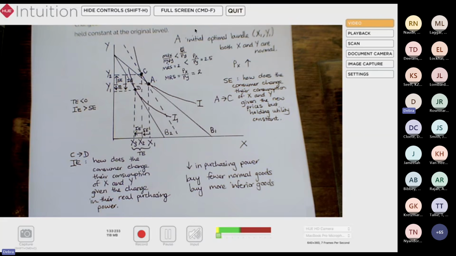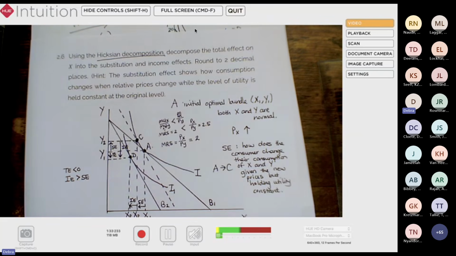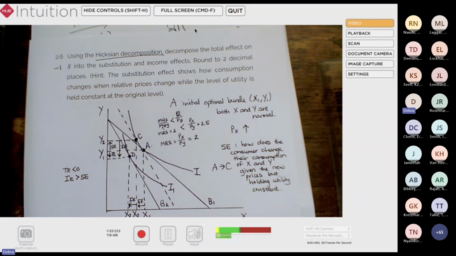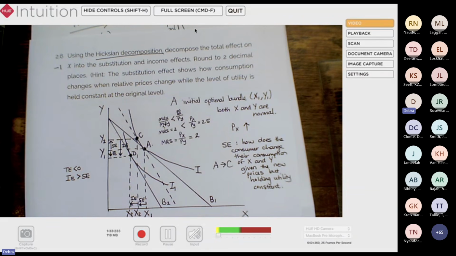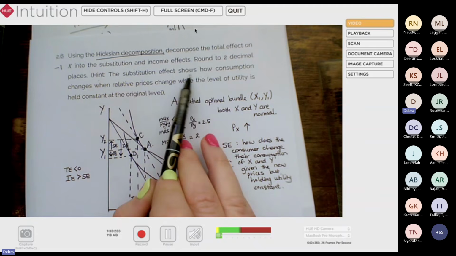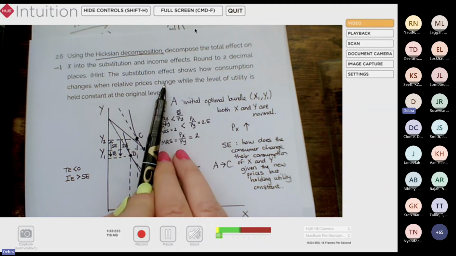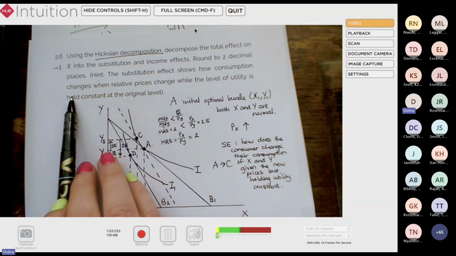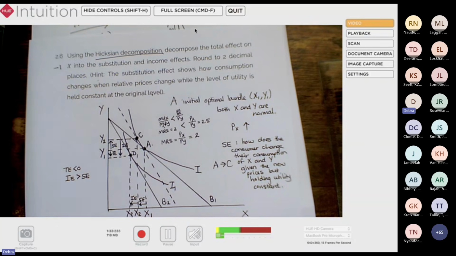So now that we have the theory to guide us, we're going to do the math of 2.6. The question says, using the Hicksian decomposition, decompose the total effect on X, which we already found was -1, into the substitution and income effects. Round to 2 decimal places. Okay, now I've given a hint here as well. The substitution effect shows how consumption changes when relative prices change, while the level of utility is held constant at the original level. So here is the trick.